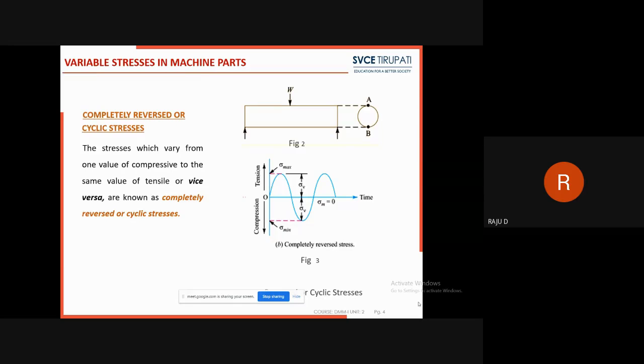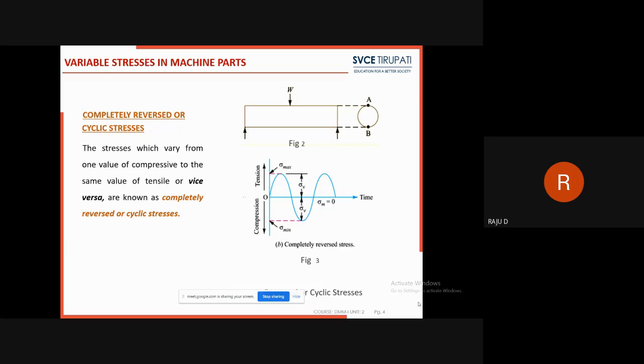That is, the stress always varies from one value of compression to the same value of tensile. Why? Because at the initial point we are not supposed to get a large amount of expansion. Initially it is only a small elongation. After applying a load, what happened? There should be more propagation or more expansion. That is cyclic stress. Once you remove the load, what happened? It returns to the initial condition. After applying load, expansion takes place.